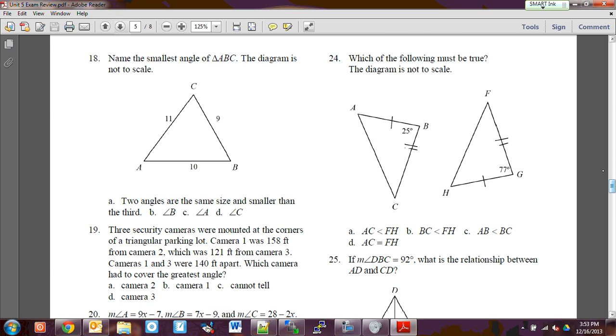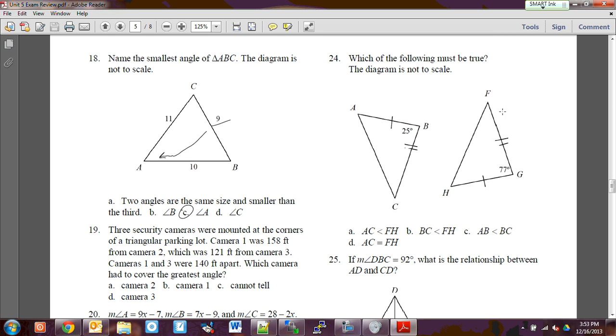Number 18, name the smallest angle. Remember, the smallest angle is opposite the smallest side, so 9, 10, 11. This is your smallest side. Go to the angle opposite that, and it is angle A. Angle A is our smallest angle.